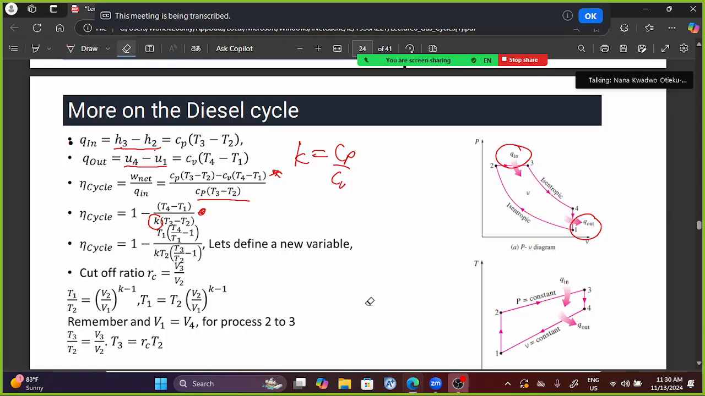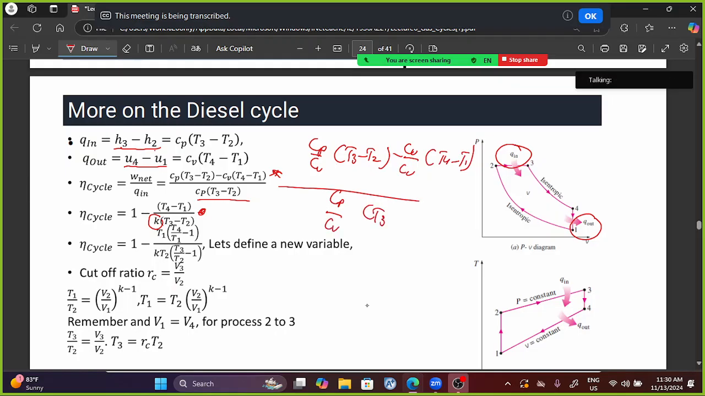If I should divide everything through by CV, what we are going to get is CP over CV, T3 minus T2, minus T4 minus T1 over CV, all over CP over CV, T3 minus T2, right? So then this can give us our K, and this can go away to 1. So we end up with K(T3 minus T2) minus (T4 minus T1), all over K(T3 minus T2).